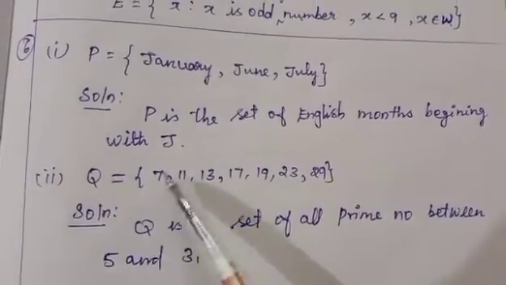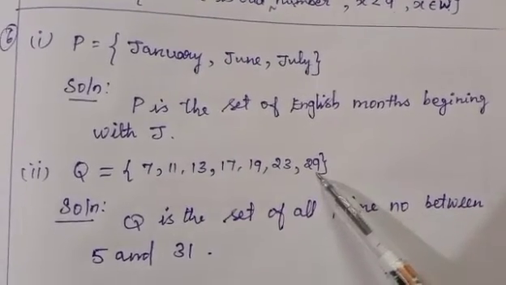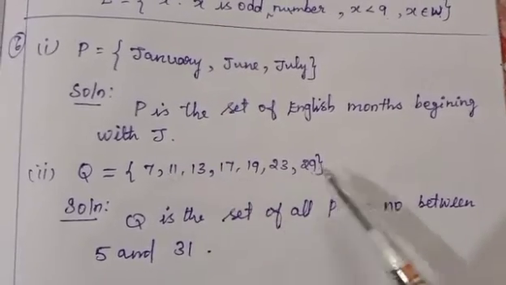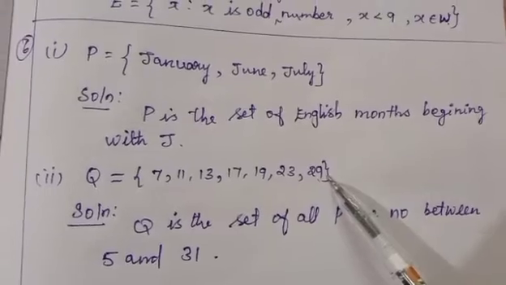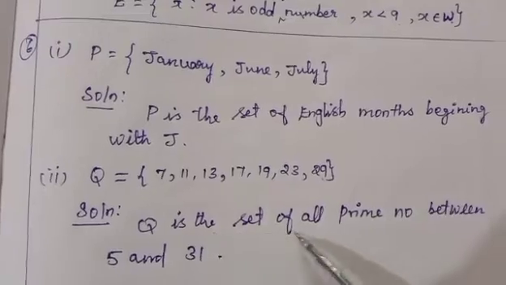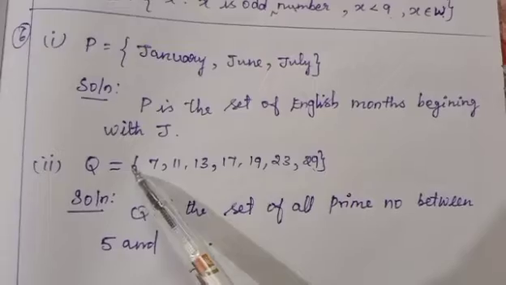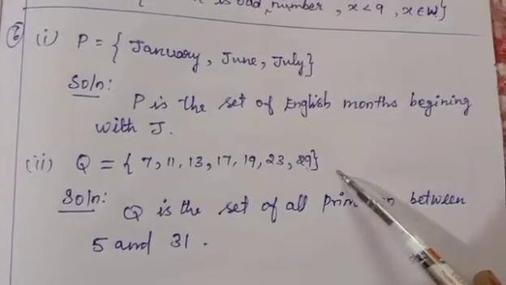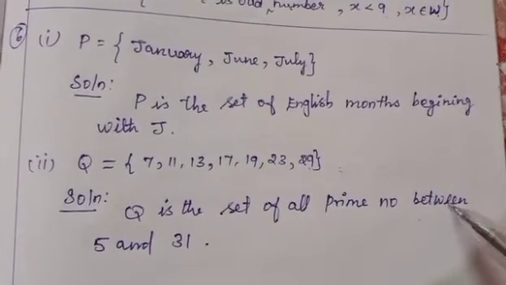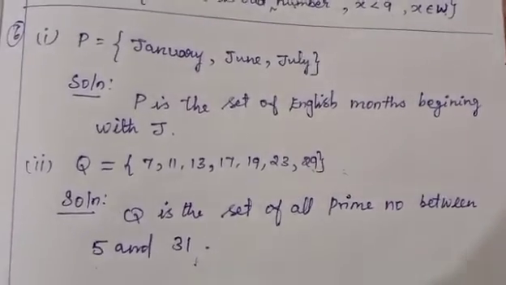Next, Q equal to 7, 11, 13. What are these numbers? It is not a natural number, not a whole number, not an integer. What is this? Prime numbers. So Q is the set of all prime numbers between, the prime before is 5, and the prime after 29 is 31. So Q is the set of all prime numbers between 5 and 31. Have you understood this? Yes.